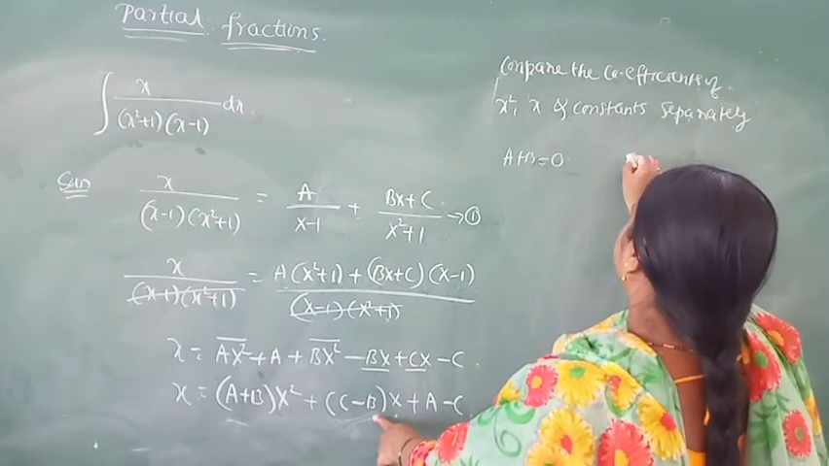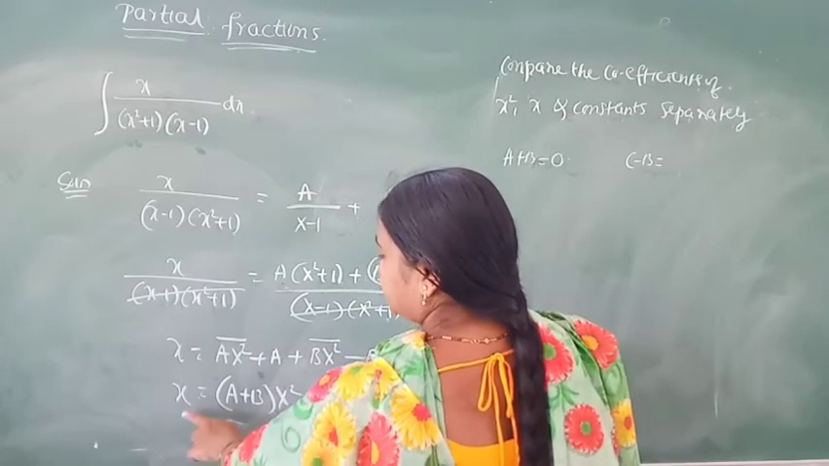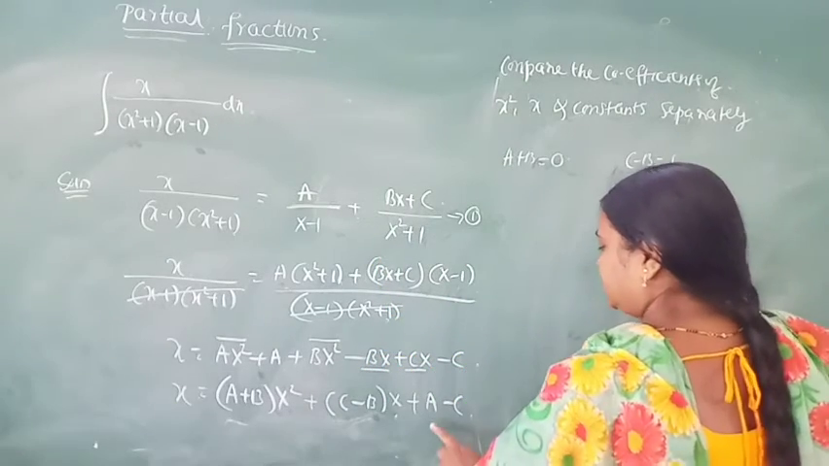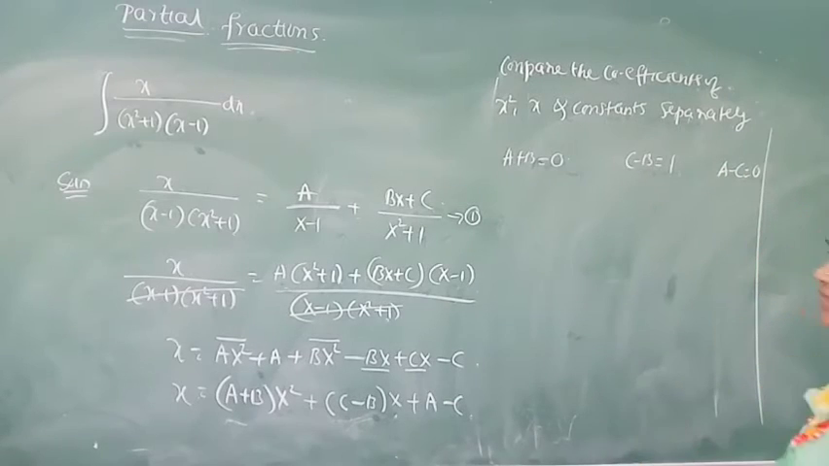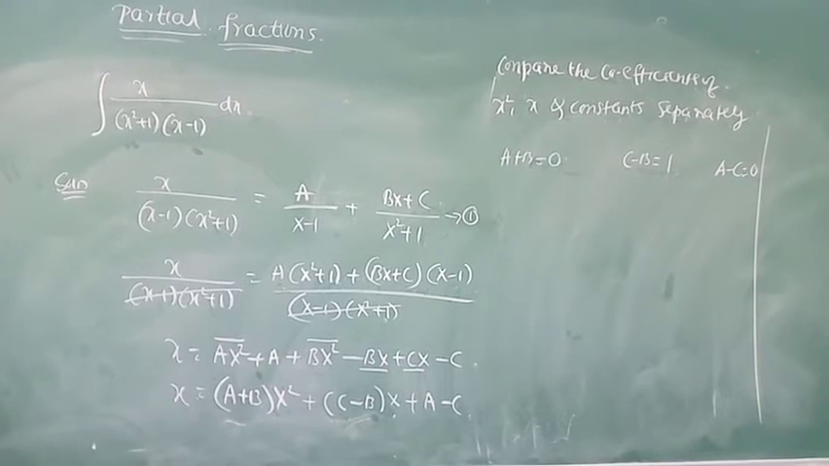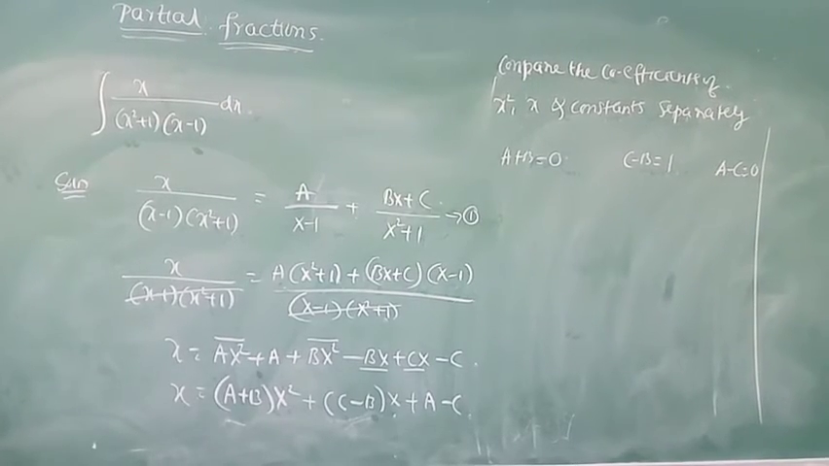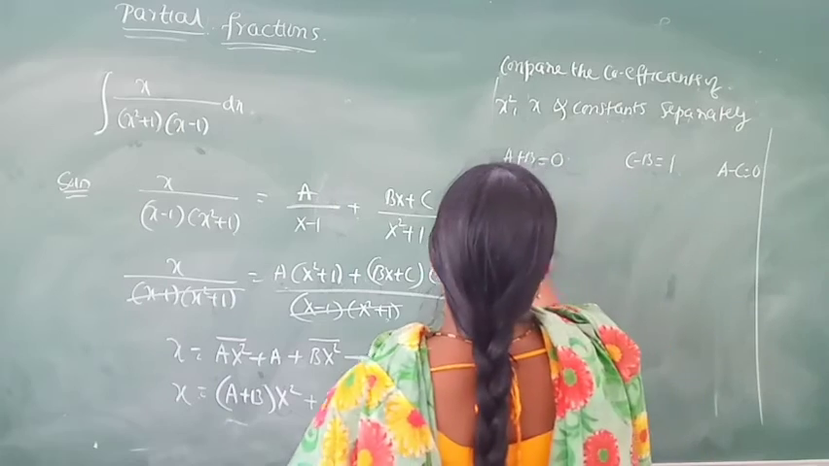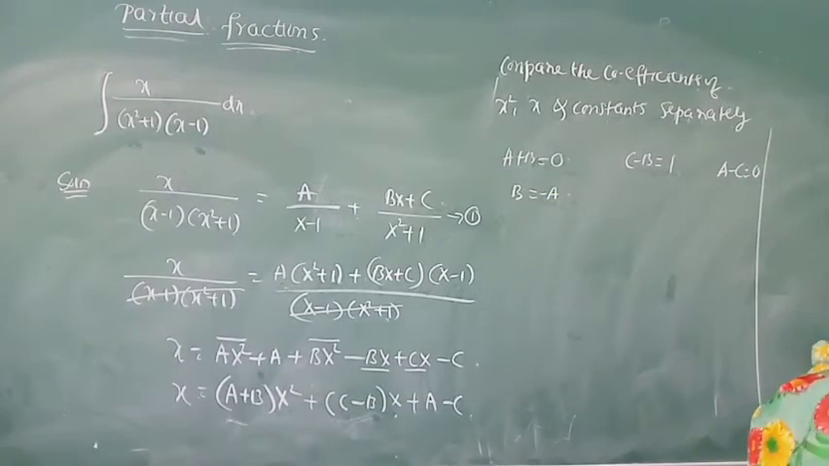Next here c minus b. Correct, c minus b. Coefficient of x is c minus b. Here 1. Here a minus c, constant. It is 0. Constant is not there. Therefore, this is next. Here b equal to minus a. b equal to minus a.